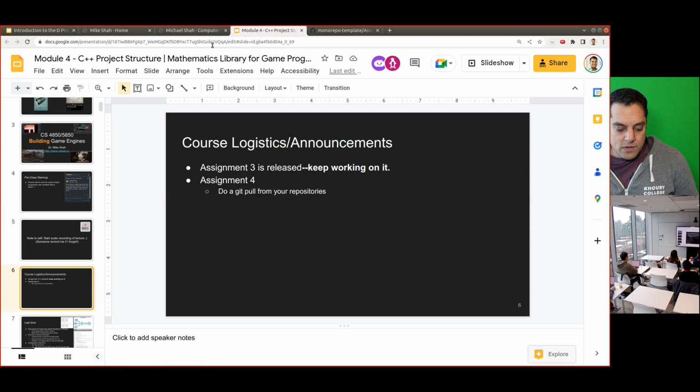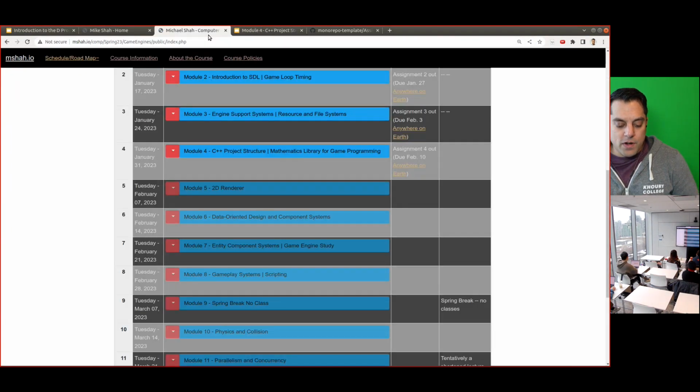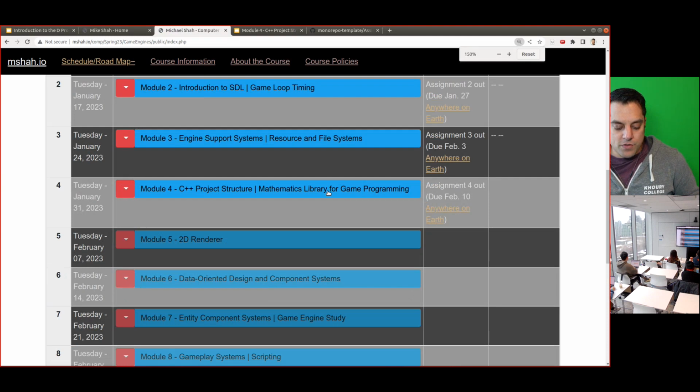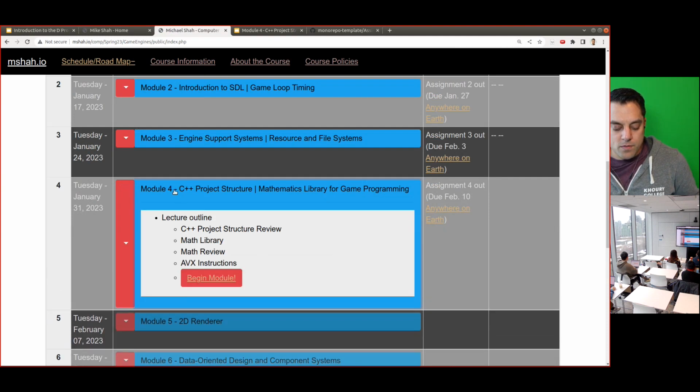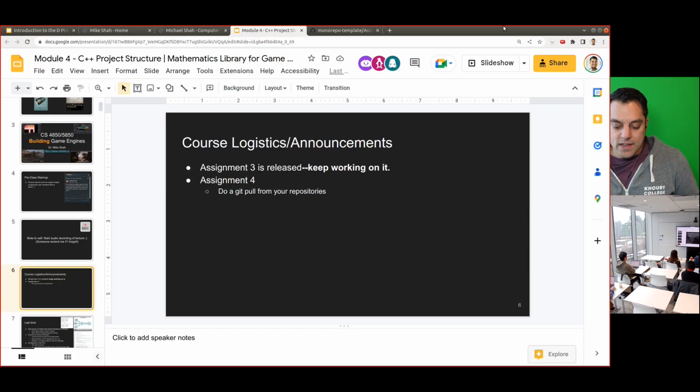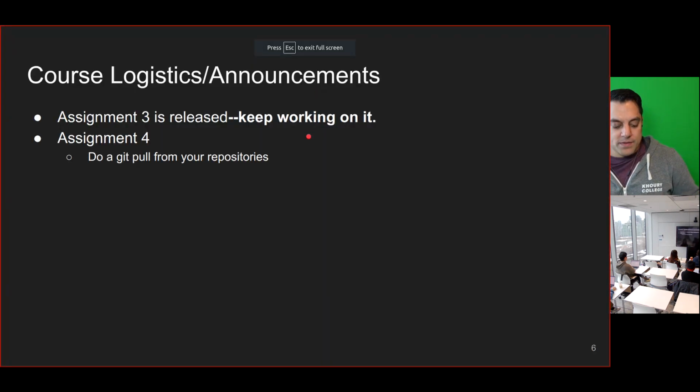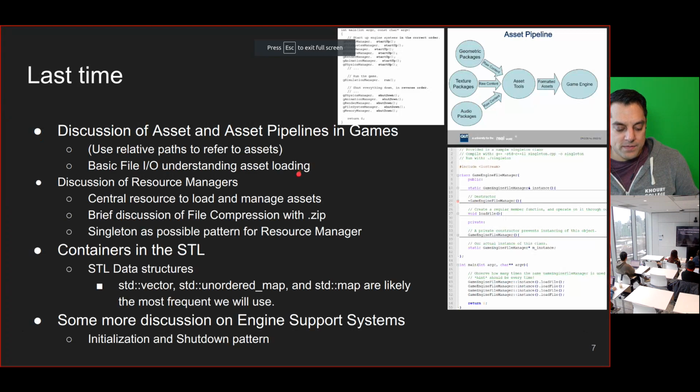And just looking at our logistics going forward, again, we are in module 4, and we're going to talk a little bit about our project structure and then a little bit of a math review. So depending on what math classes you've taken and when the last time you took one, or if you've taken linear algebra, just get a little bit of review on some of the essential math tools, and that'll prepare us for our homework, which will be building a little math library. So that's our goal going forward here. Let's go ahead and proceed.